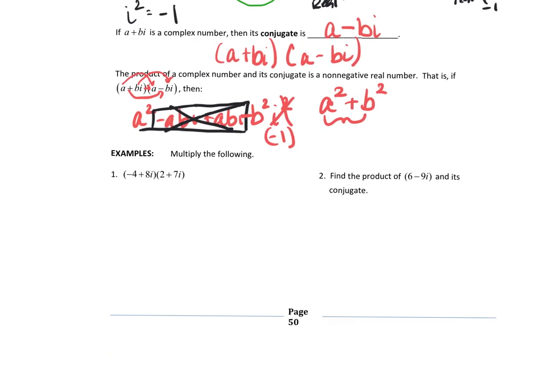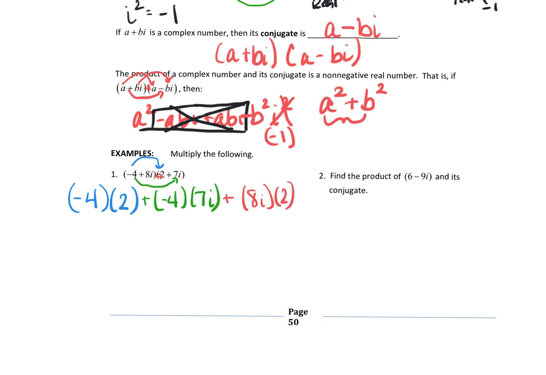So let's look at an example. We have -4 plus 8i times 2 plus 7i. So we multiply it first: -4 times 2, outer, which will be plus a -4 times 7i, inners, which is 8i times 2, and then your last terms, which is a plus 8i times 7i.